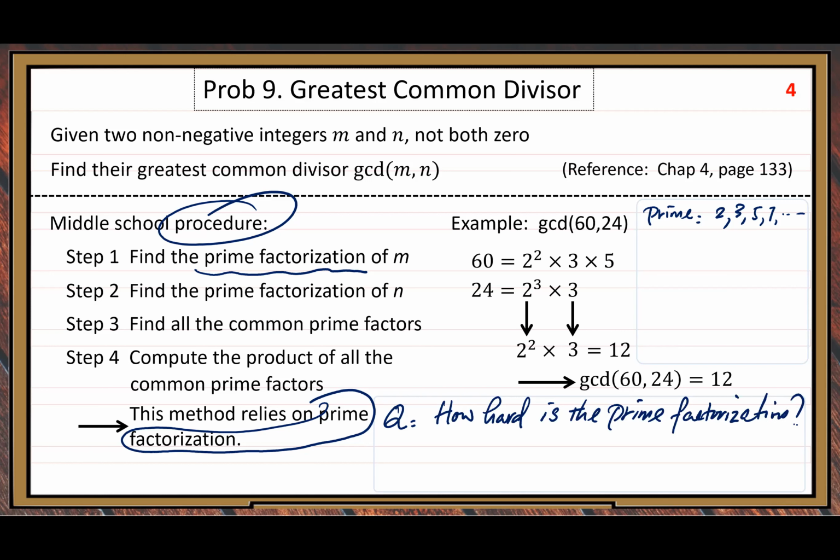How hard? Here it's not hard, right? Here, why here not hard? Because these numbers, we only do prime factorization on small or relatively small numbers.